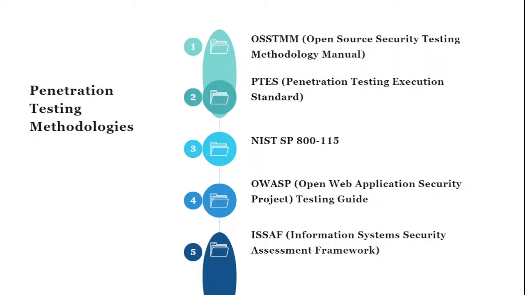So the very first is OSSTMM, the Open Source Security Testing Methodology Manual. This testing actually helps the organization go for a manual testing based on the information or the data which is present on open source.